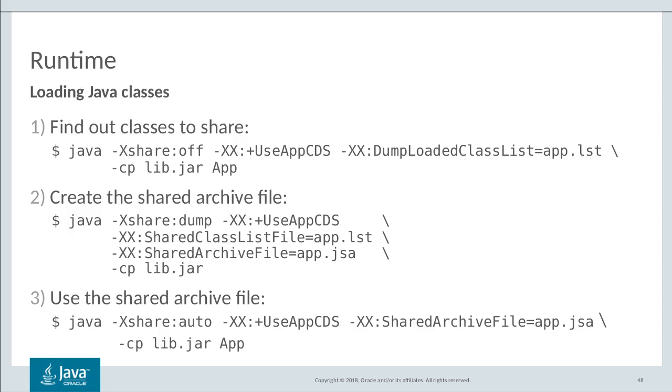If you run with Xshare on, the JVM will exit if it can't map the shared archive file into this memory location, which can be a bit troublesome if the OS is using ASLR. So if you run with Xshare auto, you tell the JVM, please try to use the shared archive file that I created and provided to you, but if it's not possible, for example due to not being able to map the shared archive file into a precise memory location, just continue and load classes as usual.